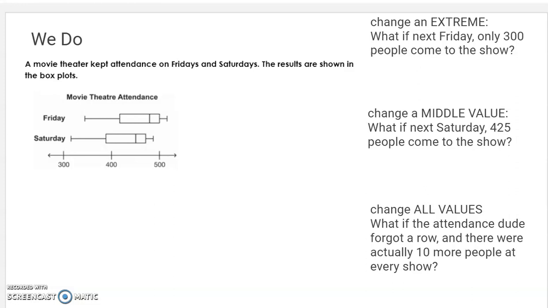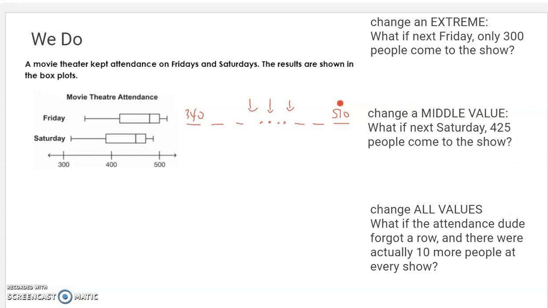So first, what if next Friday only 300 people came to the show? So on Friday, we don't know much. We know there's some data points. We don't know how many. But we do know some things. We do know that the lowest amount looks to be, I'm going to estimate that at like 340 or something. The highest amount probably at like 510 or something. We know the median, whatever's in the middle of all this, we know. A fourth of the way we know, and 3/4 of the way we know.